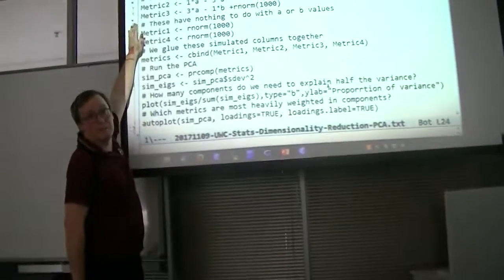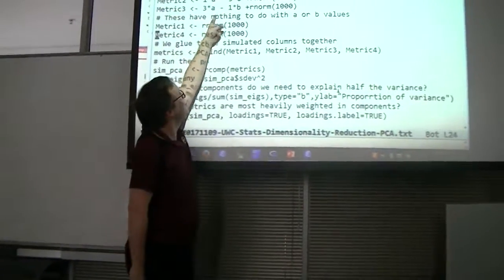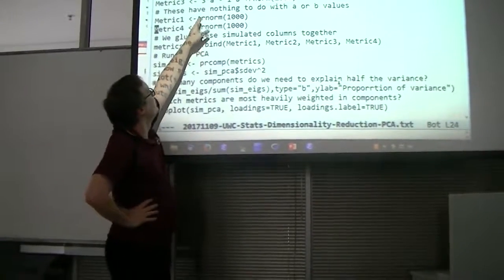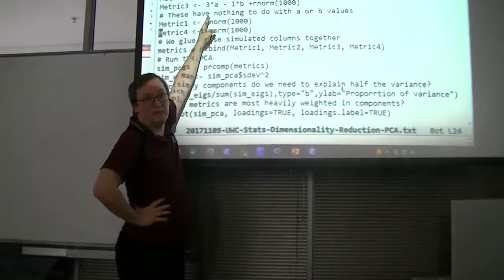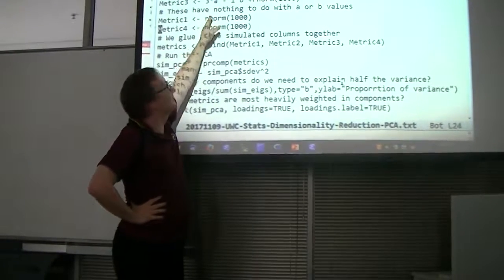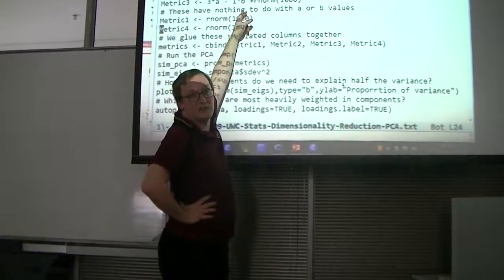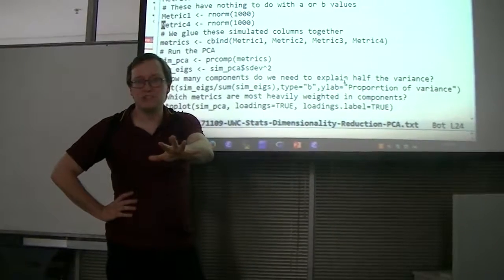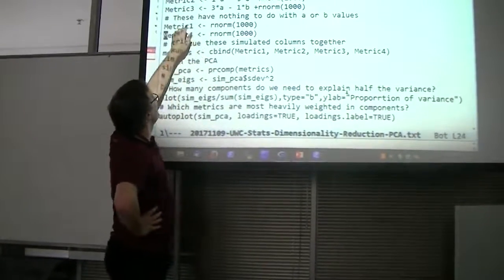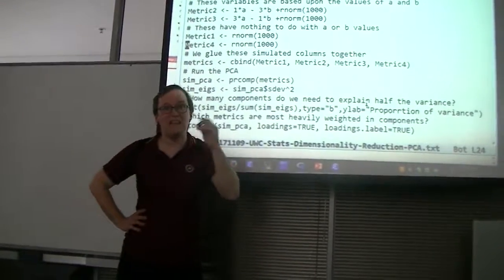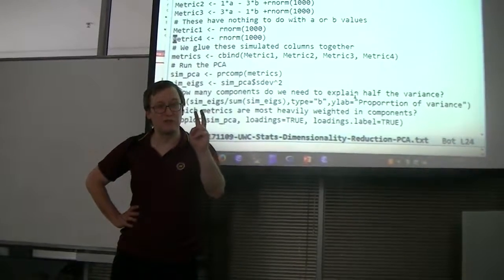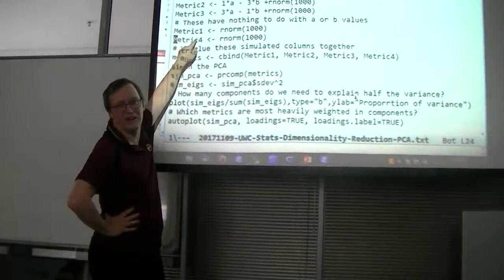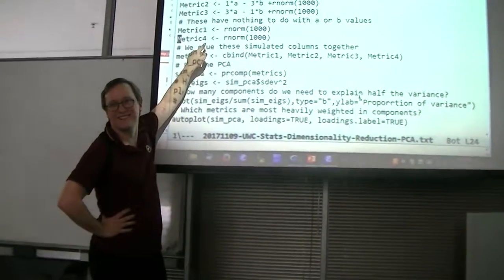We then generate a metric 2 and 3 that take the values of A and B into account, but not perfectly. We either multiply the value of A by 1 or by the value of 3. We either multiply B by -3 or -1. And in both cases, we add random noise on top of that. Okay? So metric 2 and metric 3 take A and B values into account. Both of them take both into account. But metric 1 and 4 are just random numbers.